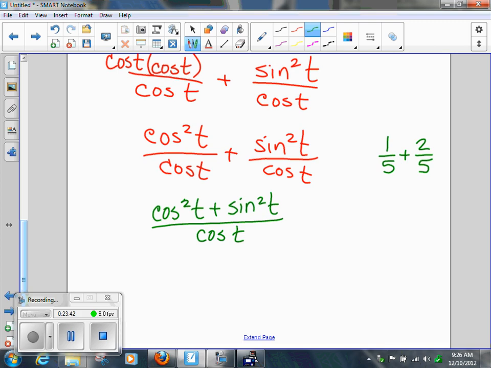Now, look at your card. You have a bunch of Pythagorean identities on there. Do you have anything, oh yeah, that is equal to, that would clean up this? What? Cosine squared plus sine squared. What's that equal to? Oh, looky, looky, looky.